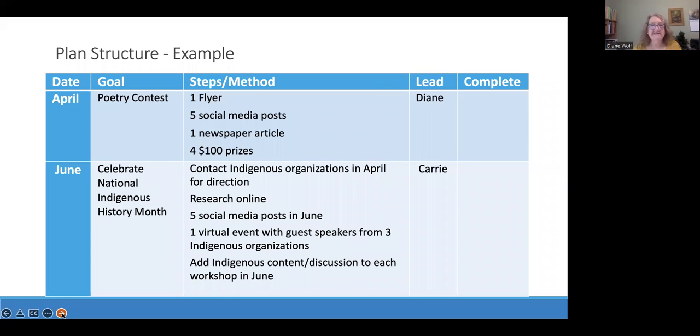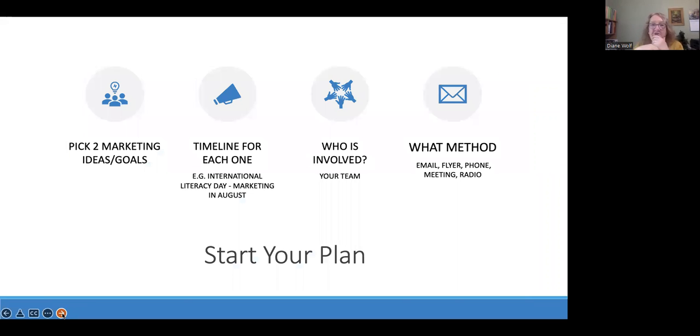So getting to goal setting, okay, start your plan. So you're going to pick your marketing ideas and goal, put in the timeline, who is involved. I call that a point person, and then looking at the methods. So we're going to give you a few minutes now to actually think about a plan that you would like to do. In a minute, I'm going to give you just a couple of minutes to start a plan.